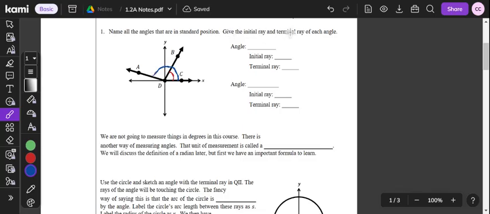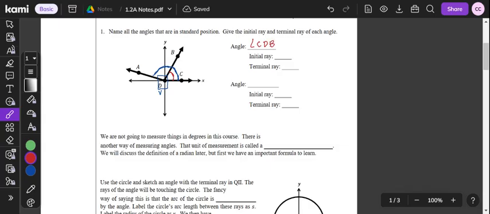It says give the initial ray and the terminal ray of each angle. So first of all, when we name angles, we need 3 letters. You should remember this from geometry. You need 3 letters, and the middle letter is the vertex of the angle. So this is my vertex, okay? So when I name this red angle, it doesn't matter if you name it CDB or BDC, as long as D is in the middle. So I'm going to put the angle symbol, and then I'm going to say CDB, just like that.